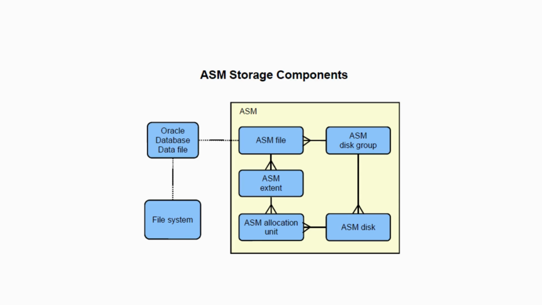The diagram illustrates the relationships between an Oracle database data file and the ASM storage components. The crow's foot notation represents a one-to-many relationship. An Oracle database data file has a one-to-one relationship with either a file stored on the operating system in a file system or an ASM file.